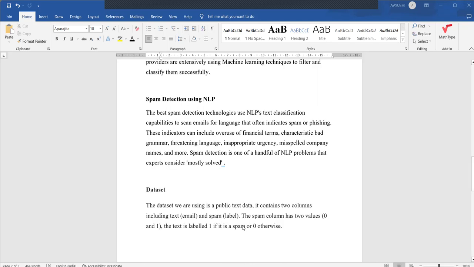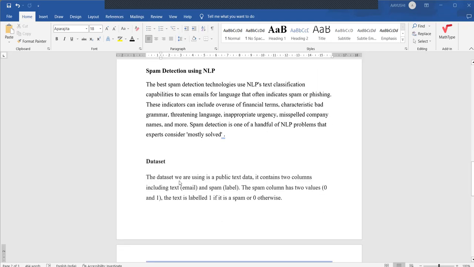The data set which we are going to use for our project is a public text data set, which is easily available on Kaggle. It has two columns, as I've discussed that it is a binary classification problem of NLP. So it has two columns, including text. The text is the email and the spam is the label. The spam column has two values, 0 or 1. The text is labeled 1 if it is spam, and if it is not spam, it is labeled as 0.